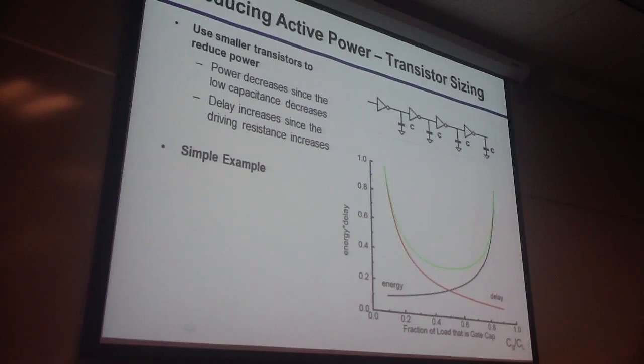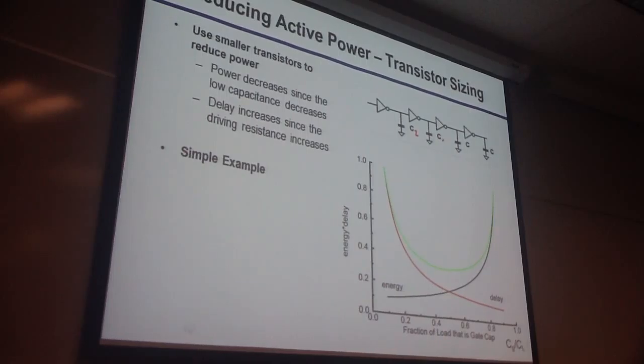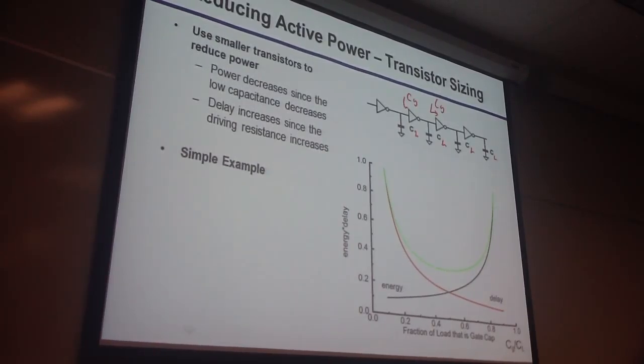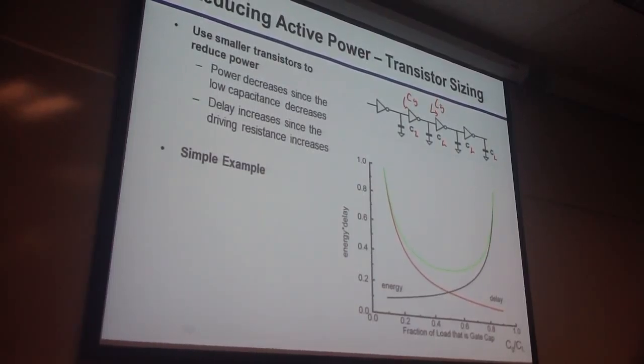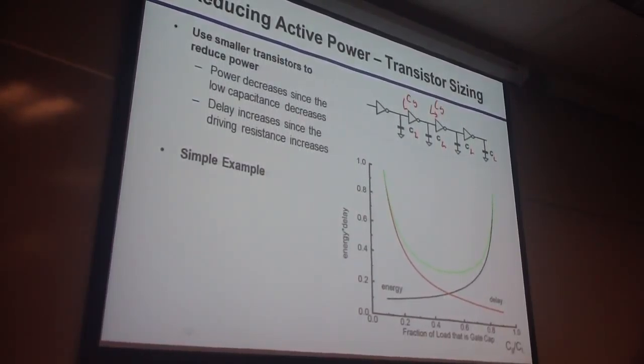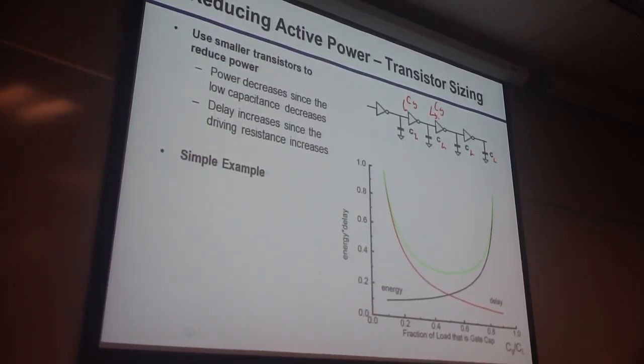So here's an inverter chain. Let's say these are loads. These are load capacitances. Okay? And looking into here, I see CG. Looking into here, I see CG. Okay? So this is a plot of the ratio of CG and CL in terms of energy and delay. And what you observe is that there's an optimal sizing of the inverter which minimizes the energy delay product.